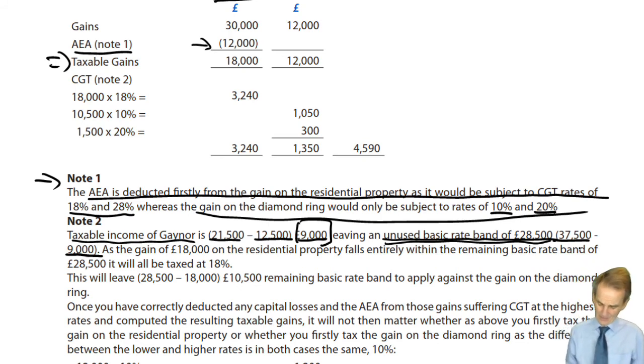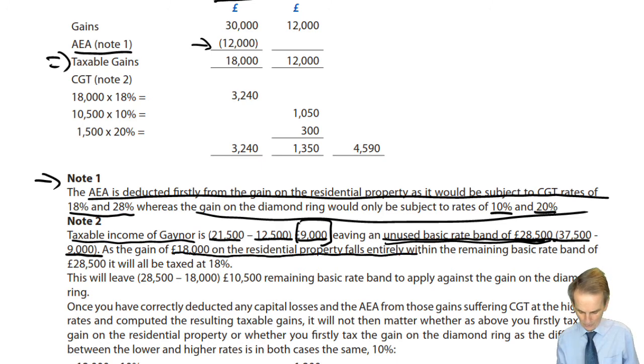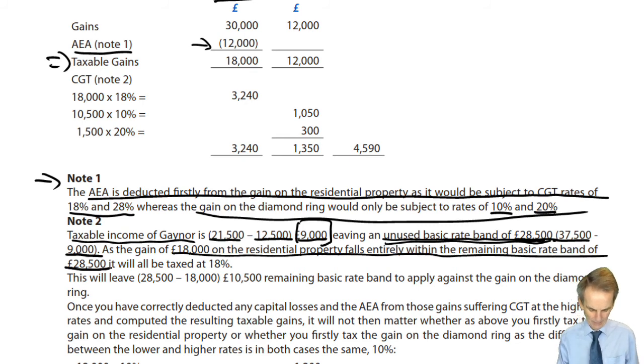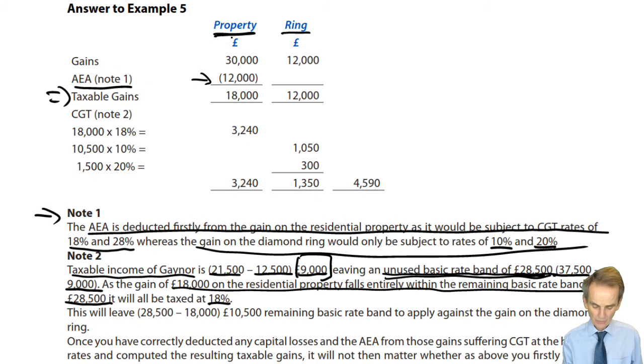So what have we got? We've got there unused basic rate band of £28,500. As the gain of 18,000 on the residential property falls entirely within that remaining basic rate band of 28,500, it will be taxed at 18%. So what you see happening here, we have deducted the AEA in priority, which is the essential issue, from the gain on the property as compared to the gain on the ring.